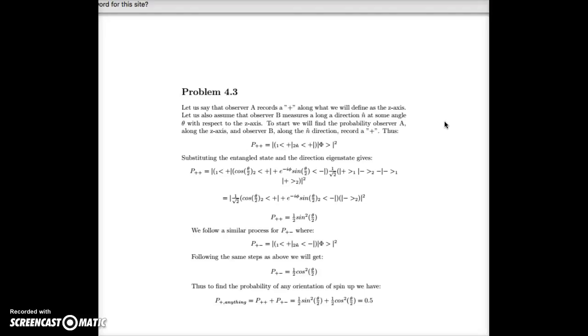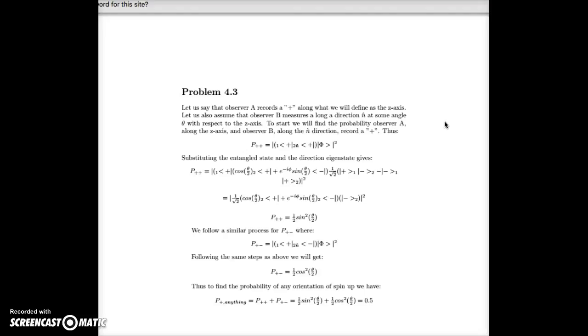We're asked to show the probability of observer A measuring particle 1 to have spin up is 50% for any orientation of the Stern-Gerlach detector used by observer A. We can sum over all the joint probabilities for observer A to measure spin up and observer B to measure anything. So, let us say that observer A records a plus along what we will define as the z-axis.